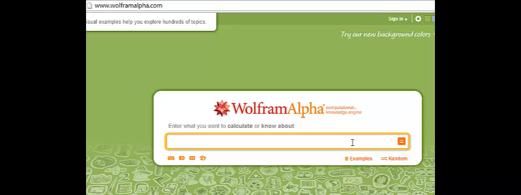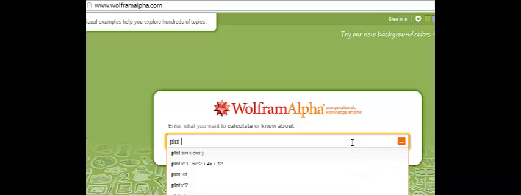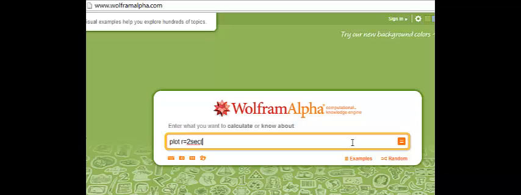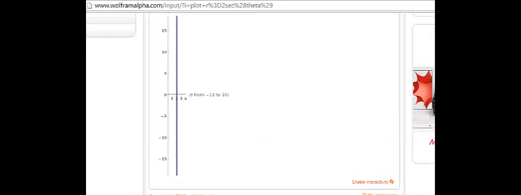We check our answer by going to wolframalpha.com and I type in plot r equals 2 secant of theta. This graph is the same as x equals 2. Our answer is correct. We convert the equation negative y equals 3 into polar coordinates and solve for r.